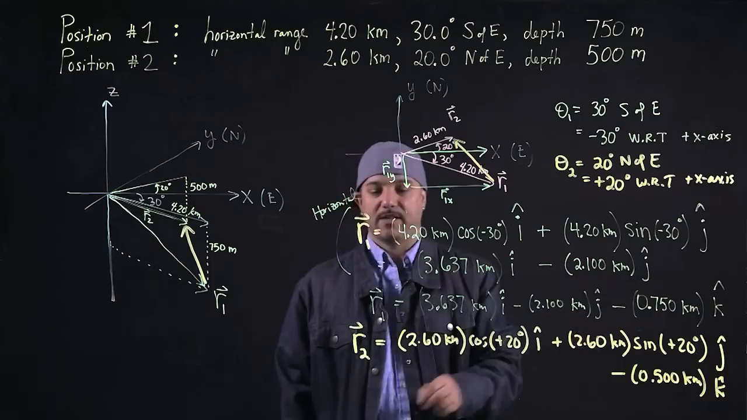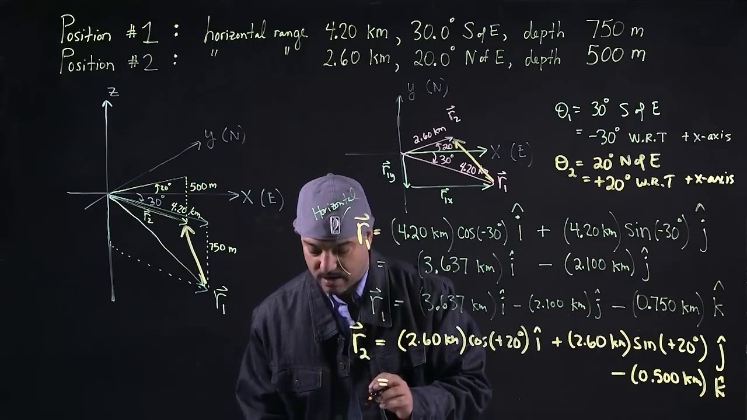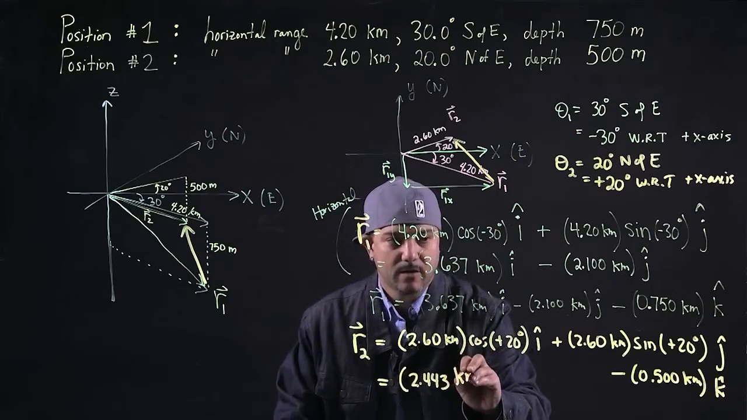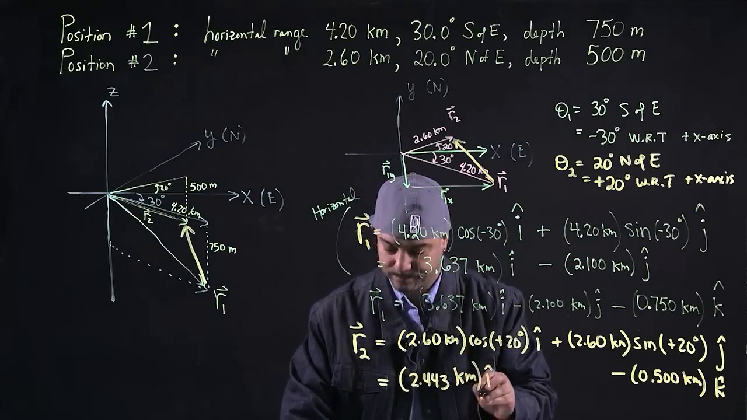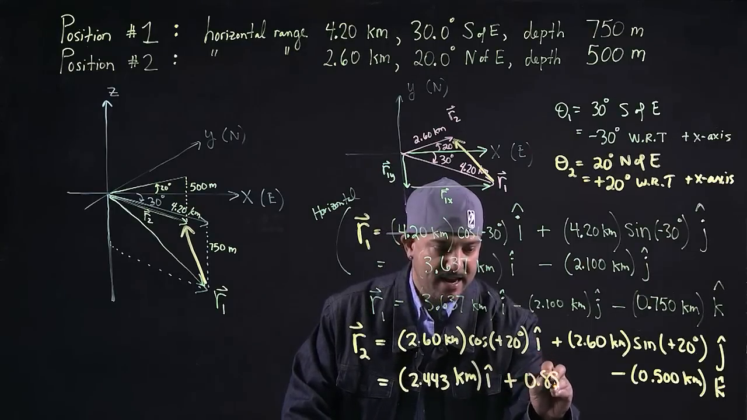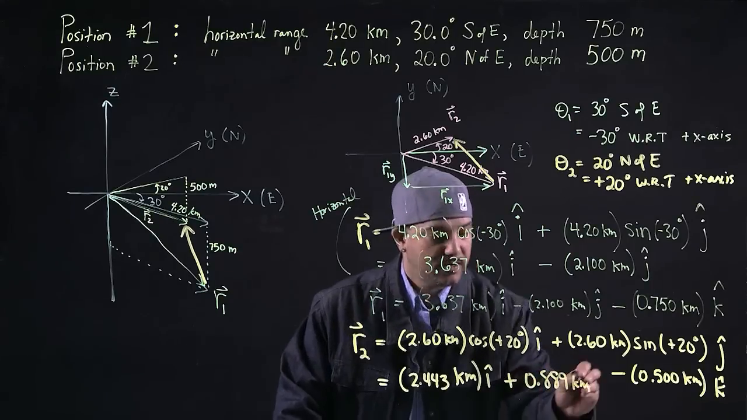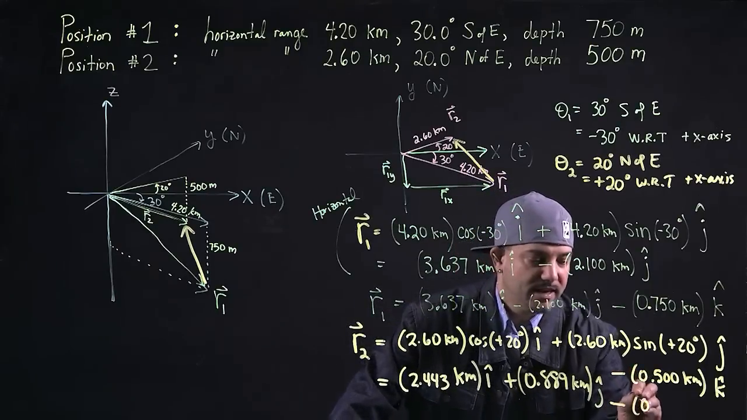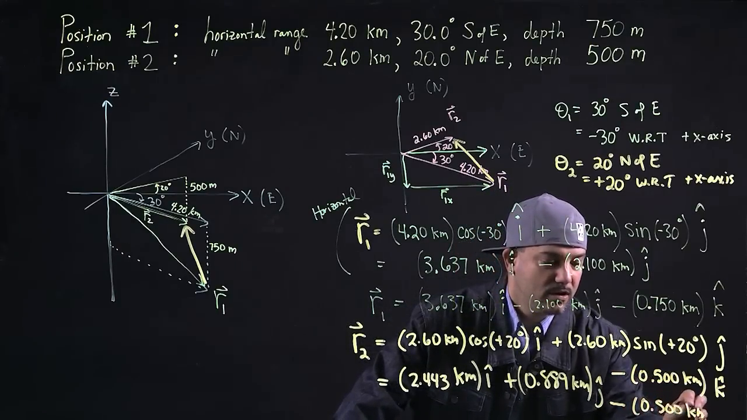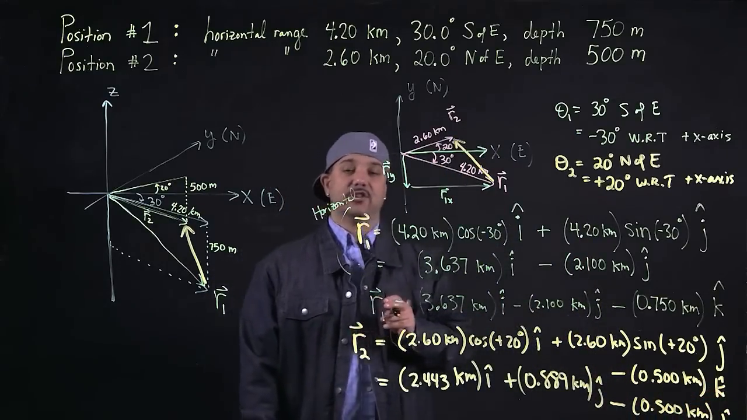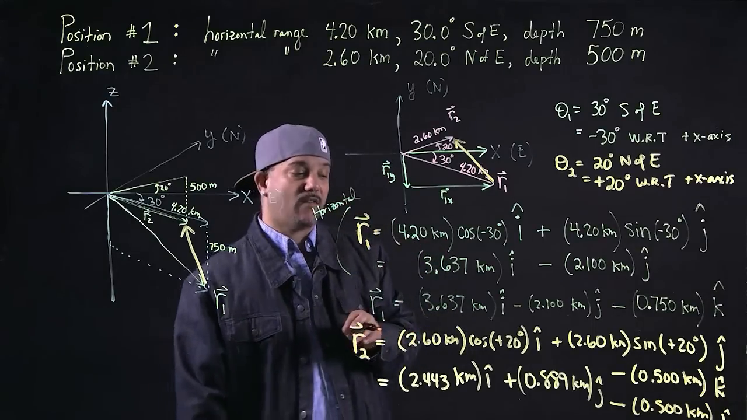And if I just calculate those on my calculator, we get 2.443 kilometers i hat plus 0.889 kilometers j hat minus 0.500 kilometers k hat. And so there we have it. We have the two positions of our whale.